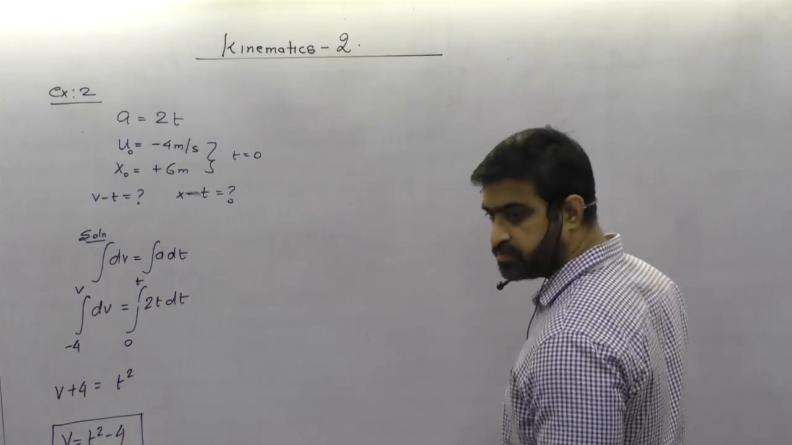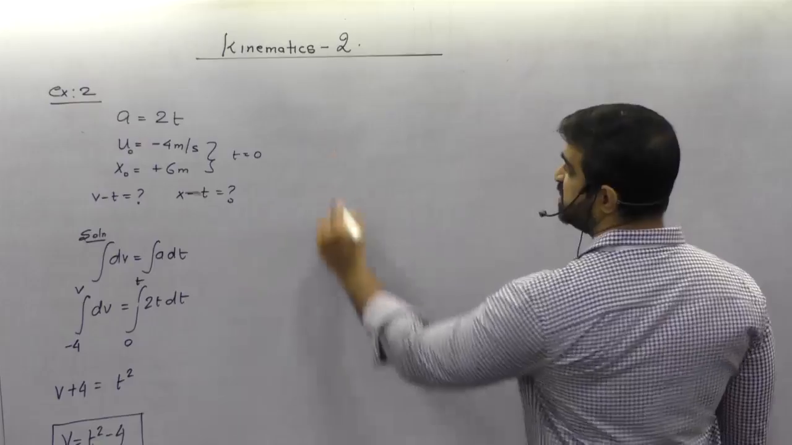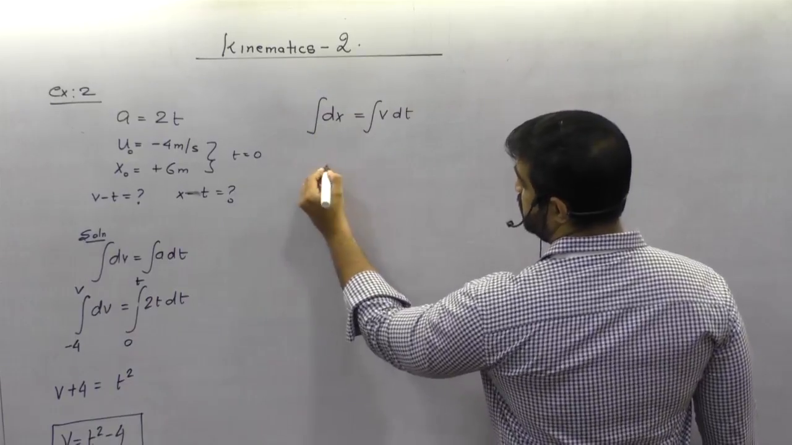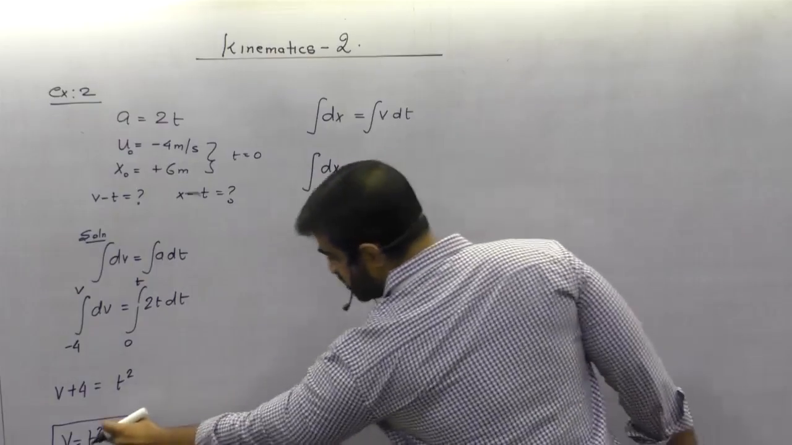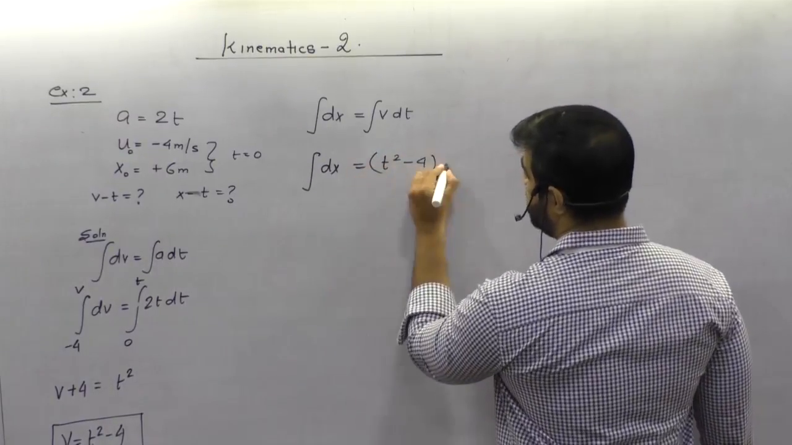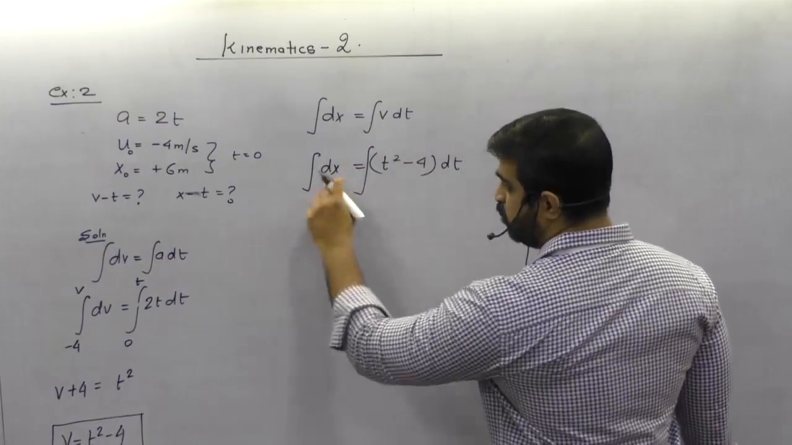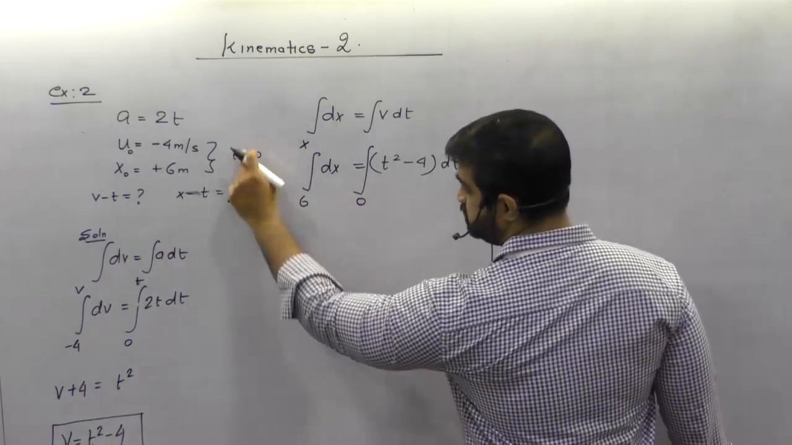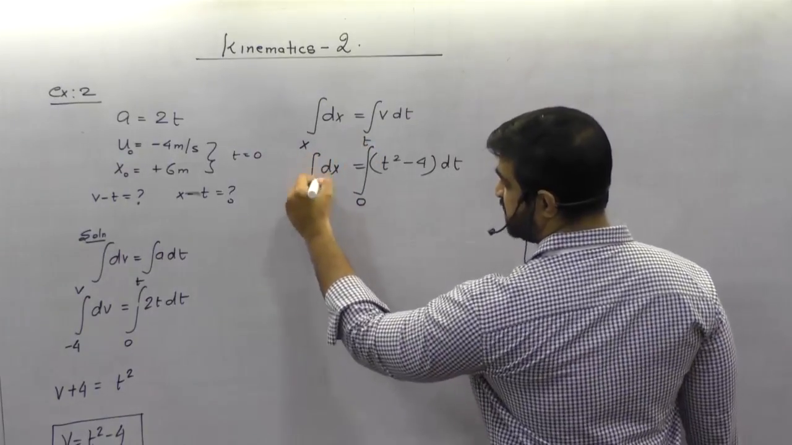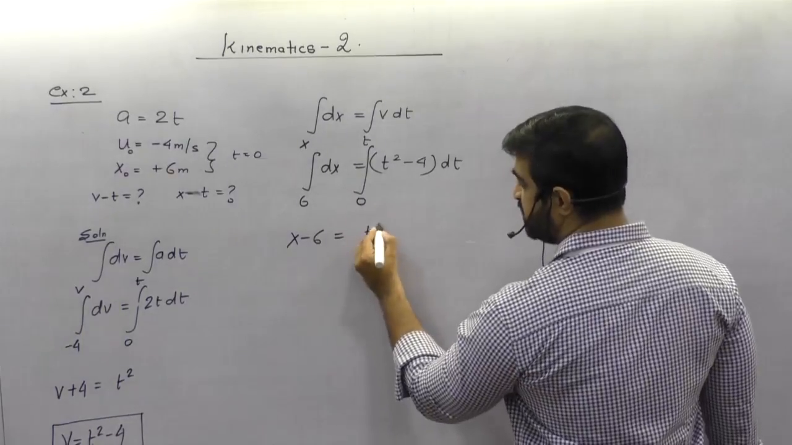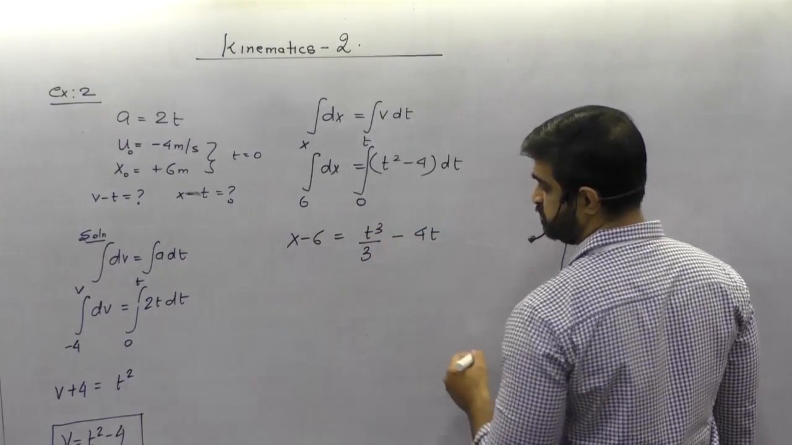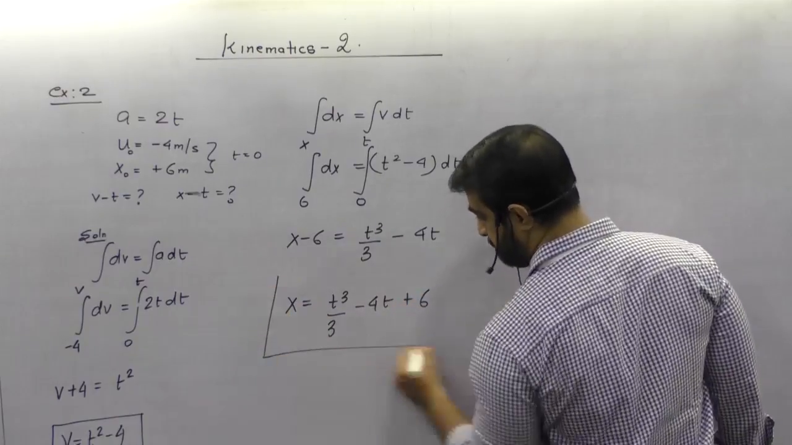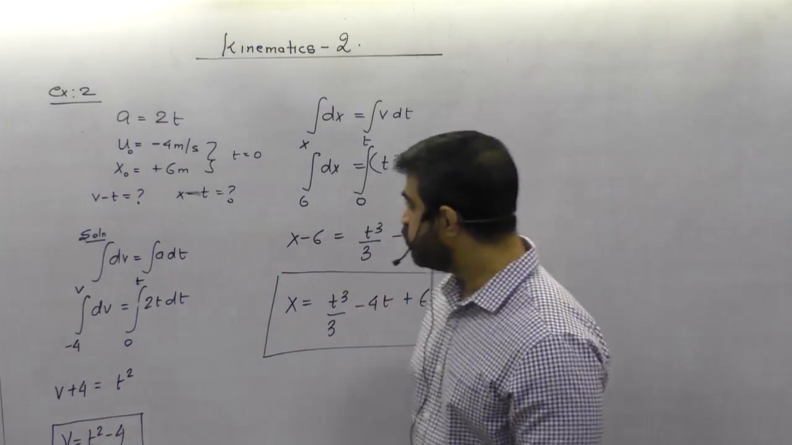Now I need xt equation. You know, v is ds by dt. Yeah, v is dx by dt. So dx will become v dt integration. So dx will be v, which is t square minus 4, dt integration. Lower limit of x is 6. Final is x only. Lower limit is time 0. Final is t. So this is going to become dx is x, which will become x minus 6. This will become t cube by 3 minus 4t. So x equation will become t cube by 3 minus 4t plus 6. These are the two equations, vt equation and xt equation.